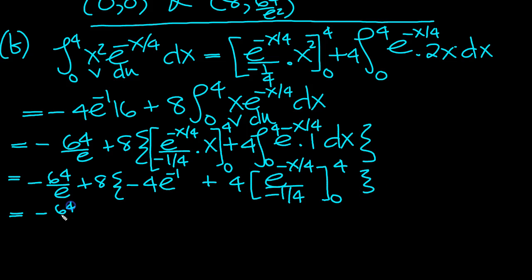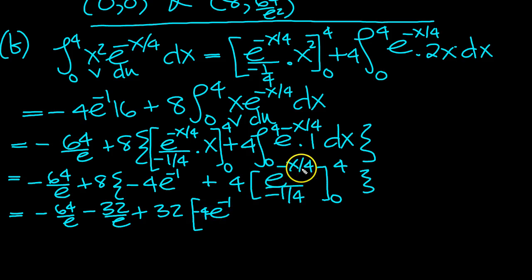We've got minus 64 over e, minus 32 over e for this one, plus 32, and then we've got e to the minus 1, and it's a minus 4 there for the top value. Bottom value, put 0 in, we get minus the quarter is plus 4, plus 4, e to the 0 is 1. So I think that's what it is. So we got 8 of those.